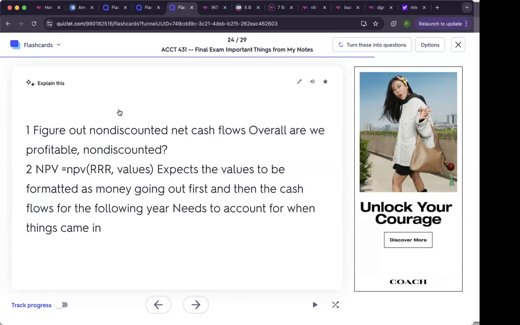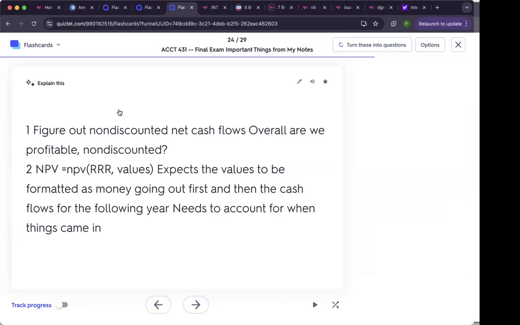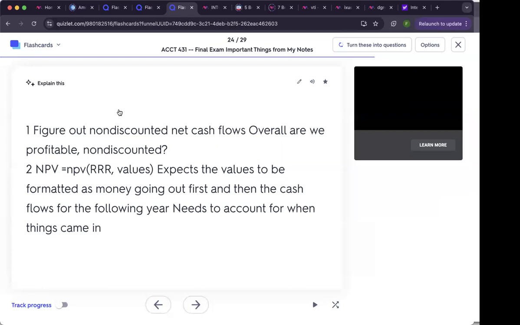So that means just in dollar values, without seeing what those dollars are worth from the future today. And then step two, we actually do the NPV. So that Excel formula is equals NPV, parens, RRR, and then the values of the cash inflows. So it expects the values to be formatted.